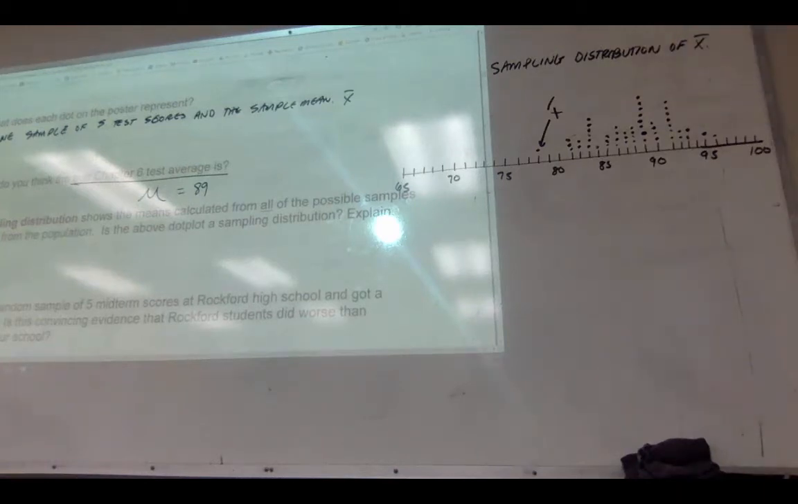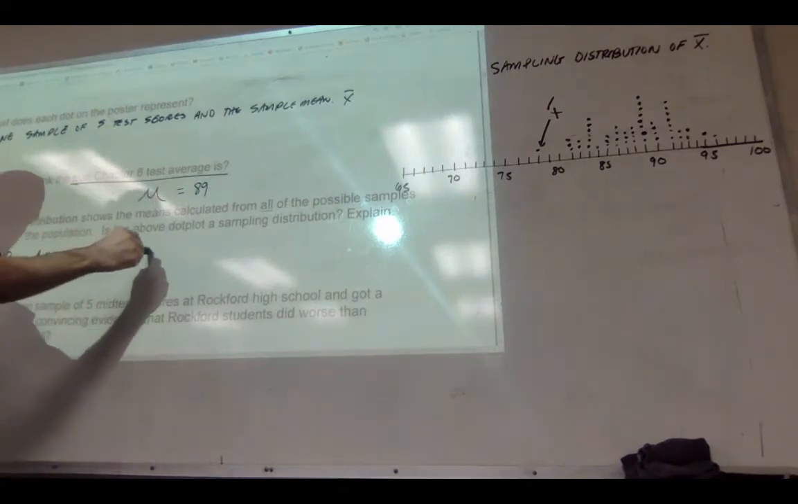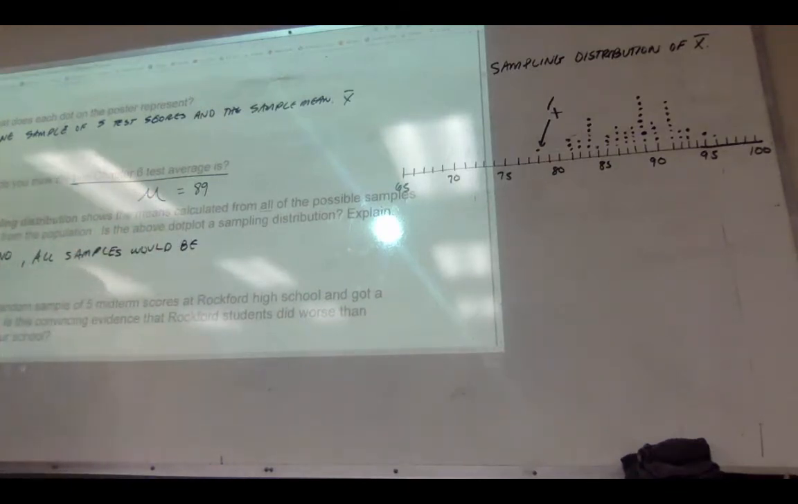So a sampling distribution shows the means calculated from all the possibilities. All the possibilities. So, do we have a sampling distribution? No. How many possible samples of size 5 would there be?